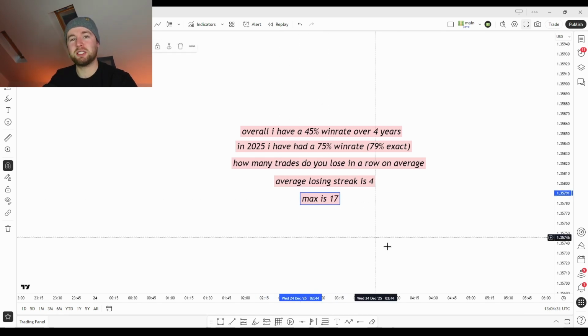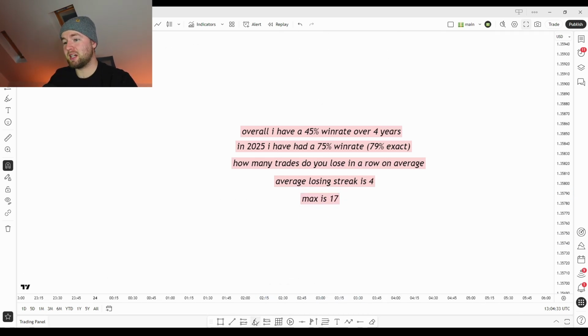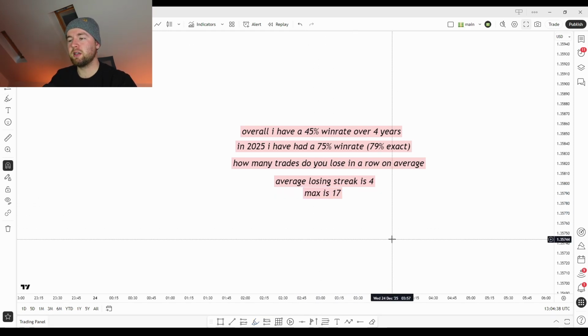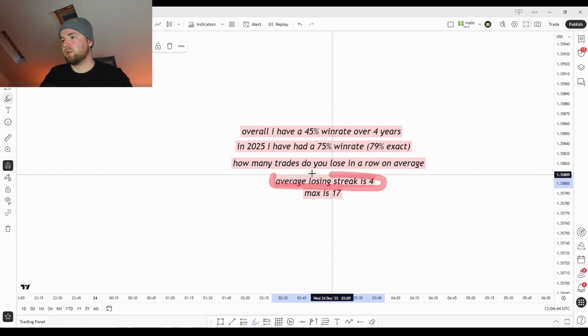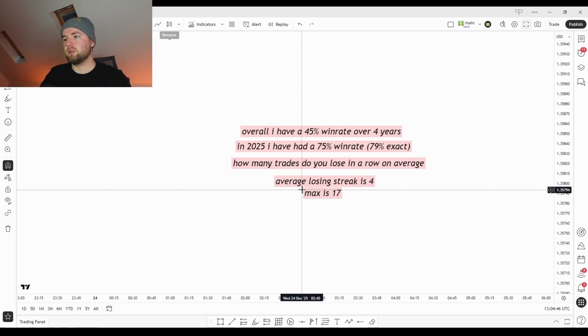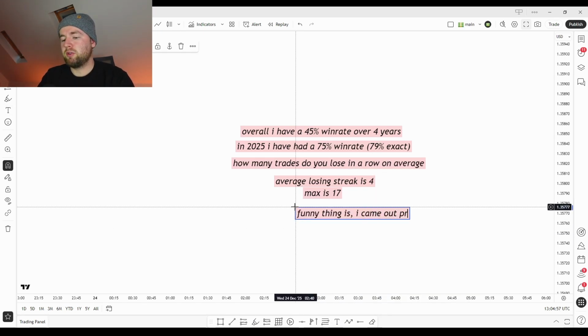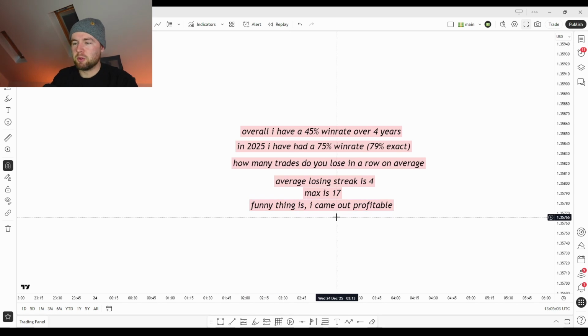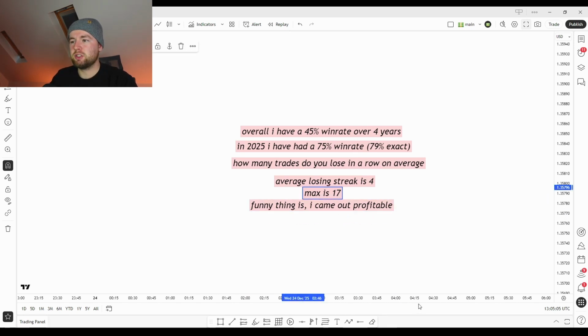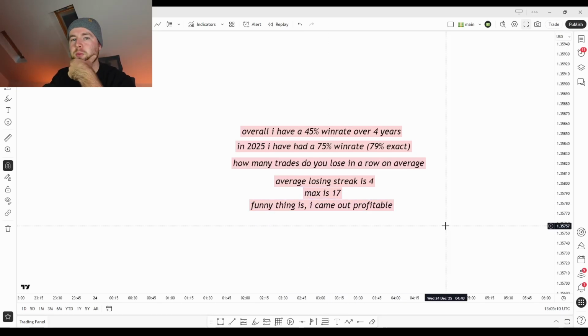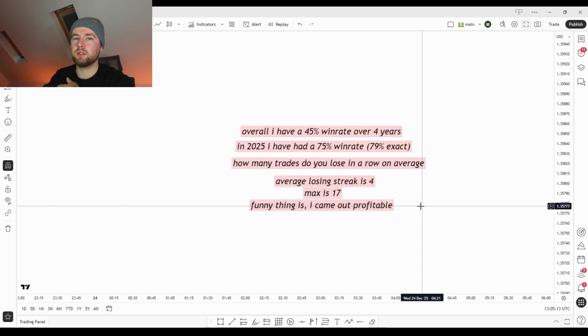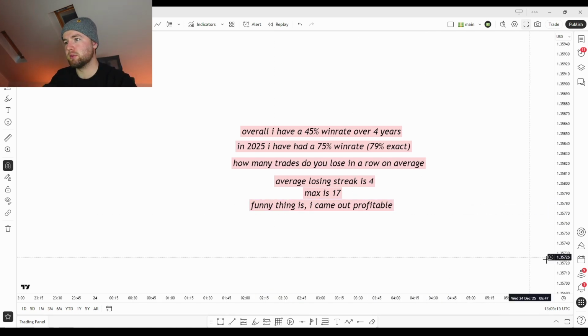This was a depressing time for me. I had a losing streak of 17, okay? But this was in 2023, this was a long time ago, and we've, on average, had 4 since then. But that is the biggest losing streak I've ever had. But the funny thing is, I came out profitable that month. So that's where risk to reward comes into play. I might have lost 17 trades in a row that month, but at the end of that month, I came out profitable because my risk to reward ate everything. That's the important part.